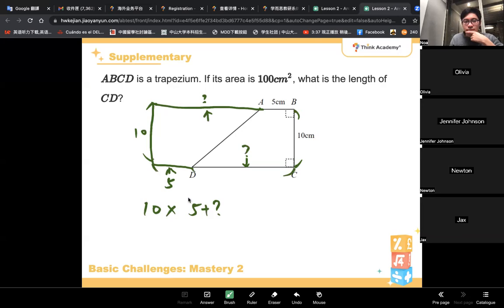If the area is 100, in times 2, you have 2 trapezium, which means the area is doubled. The area is 200, remember? And then what do you do? The line that we don't know is 15. Now you figure it out, right?